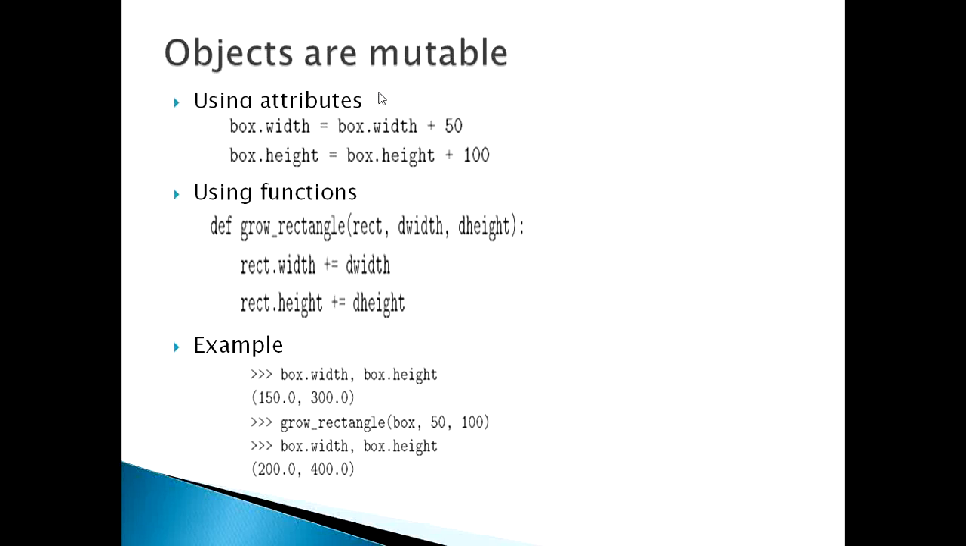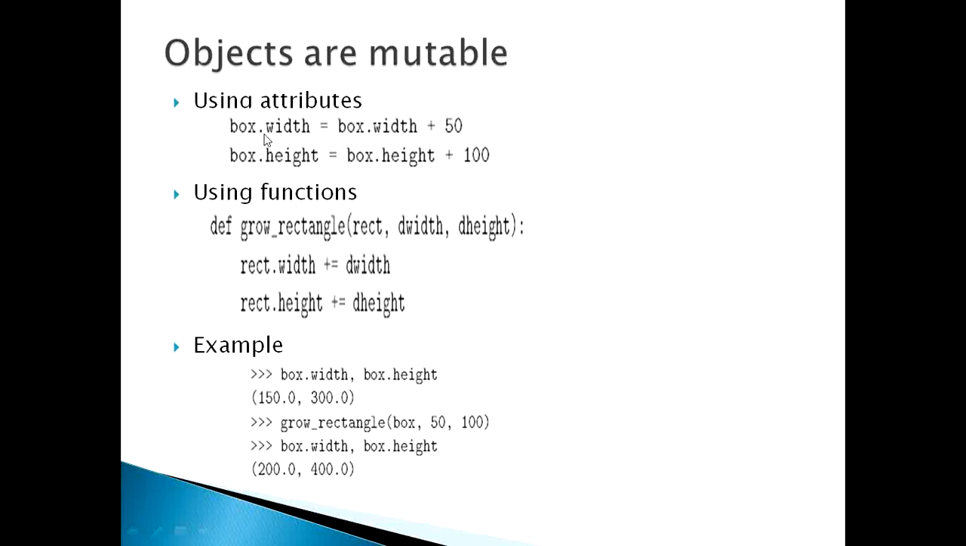Say for example, I want to change the size of a rectangle without changing its position. Then it could be done. How could it be done? Then you need to modify its width and height. So that is what we have done here. We have changed the attributes. We have changed the object with the help of the attributes. So the first method is using the attributes.